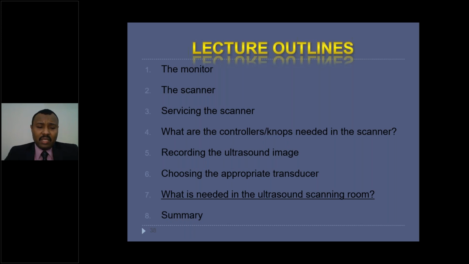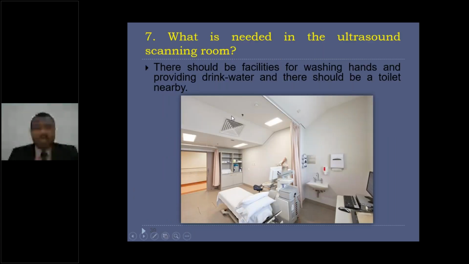And right now, I'm ready to answer another query which was raised about what is needed in the ultrasound scanning room. If we talk about the ideal designation of the ultrasound scanning room, what do you think? Let me start answering by giving you a chance to look at this image, which shows an ideal designation of your ultrasound room.